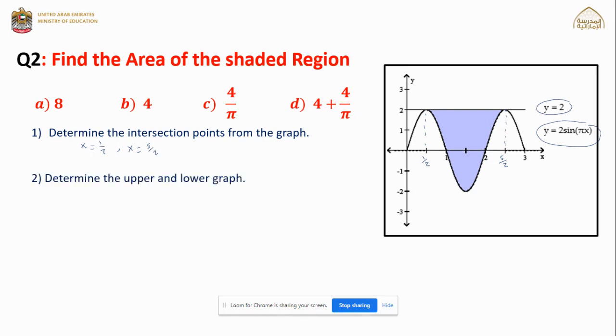Now I will determine the upper and lower graph, because when you find the area with respect to x, you must find the upper function and the lower function, or the upper graph and the lower graph. As I see here, y equals 2 is the upper, and y equals 2 sine pi x is the lower.